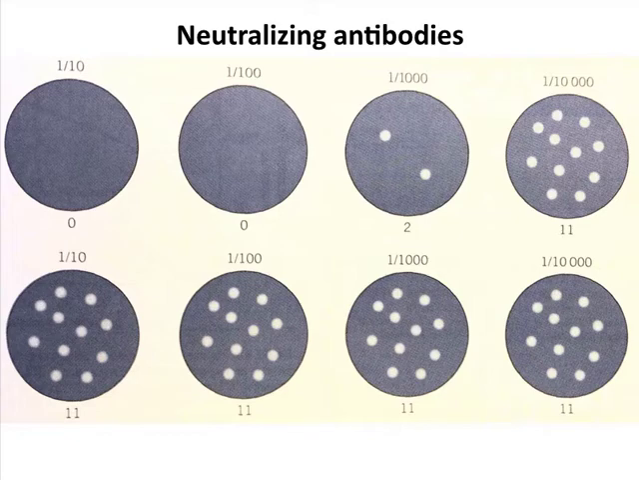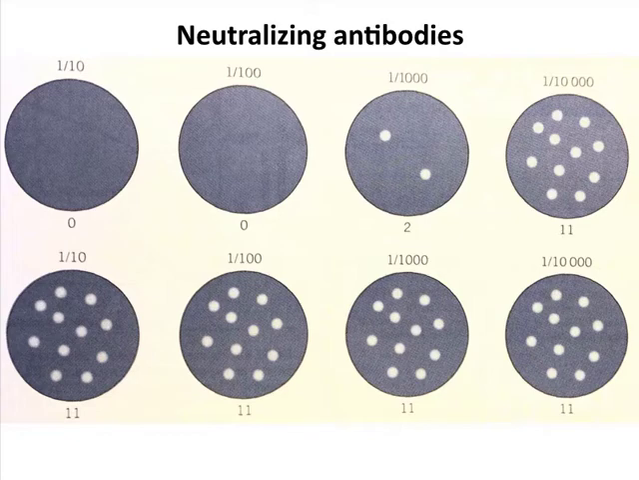The bottom is our control. We're diluting the antibody in phosphate buffered saline. So here we're just using dilutions of PBS, and no matter how much PBS you put in, you still get 11 plaques, because there's no antibody to neutralize infectivity.